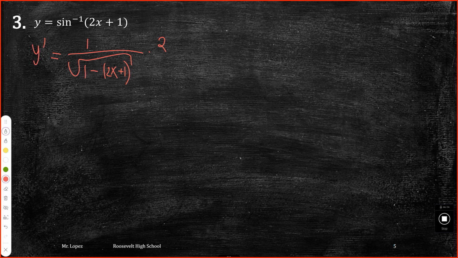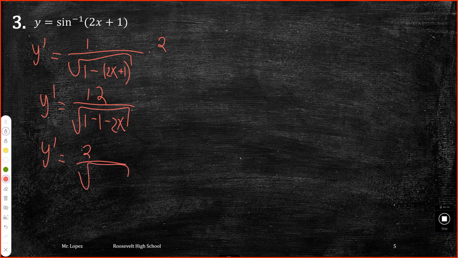We can simplify more this inside here. Y prime equals 1 over square root. Distribute that 1 here. So it'll be 1 minus 2x. And then put a 2 on top, times 2 here. So y prime equals 2 over square root of negative 2x. What happened? What? 2x plus 1 is square root of 1 minus. Oh, squared? Is it squared?